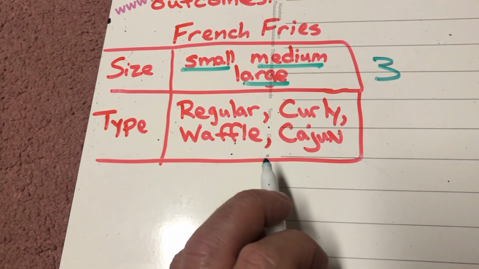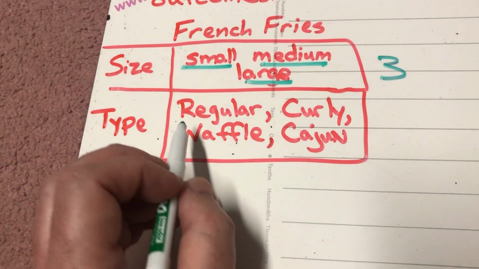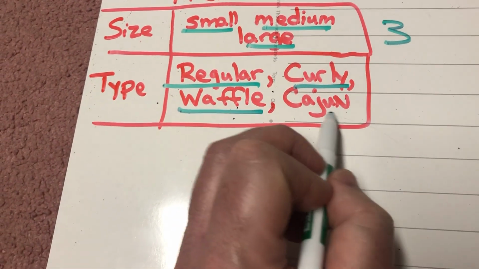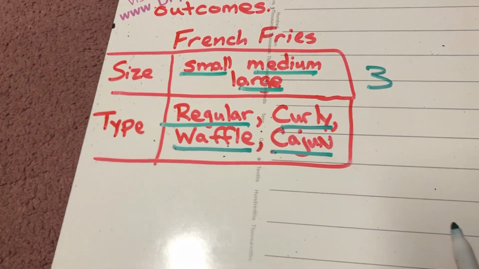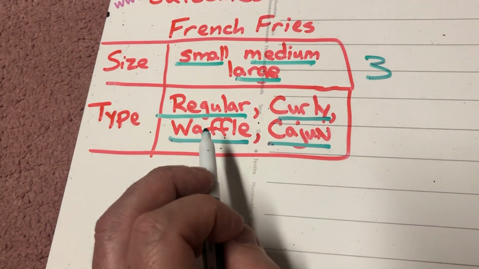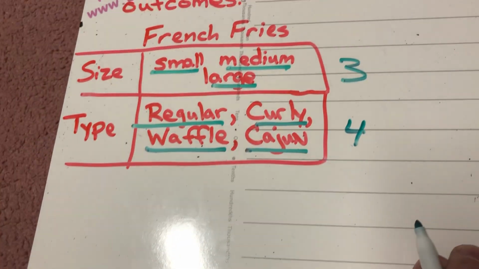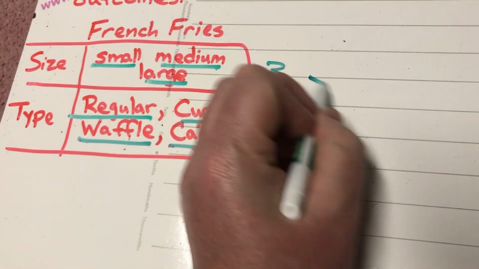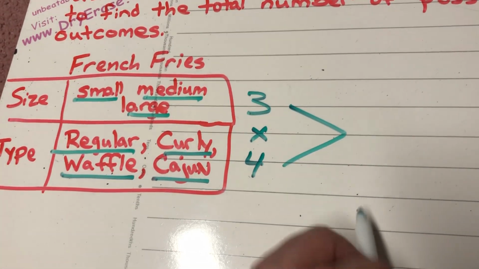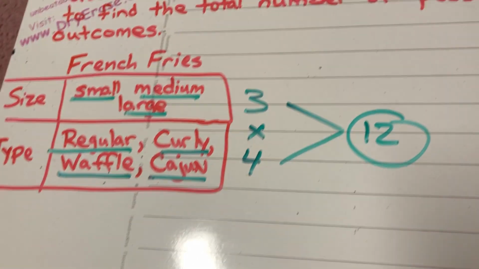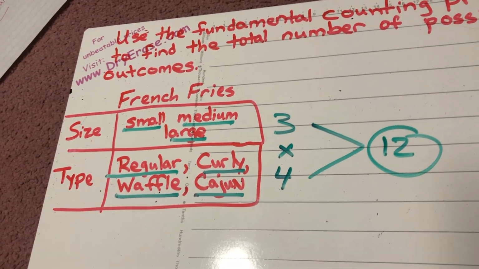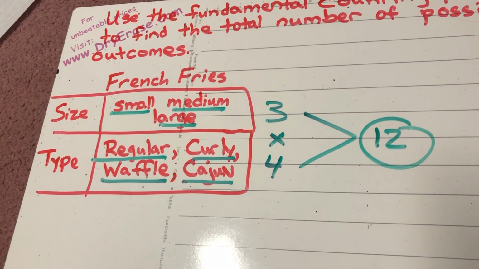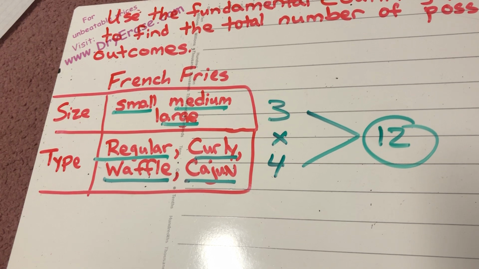Then this particular restaurant had 4 types of French fry offerings, just regular French fries. You could also get curly fries. You could also get waffle fries. You could also get the spicy Cajun fries if you'd like. So we got regular, curly, Cajun, waffle. That's 4 possible outcomes. Then all I do is take these 2 numbers and multiply them together. I do 3 times 4. Well, 3 times 4 is 12. That is using the fundamental counting principle to find the total number of possible outcomes, okay? And so that is pretty straightforward there.